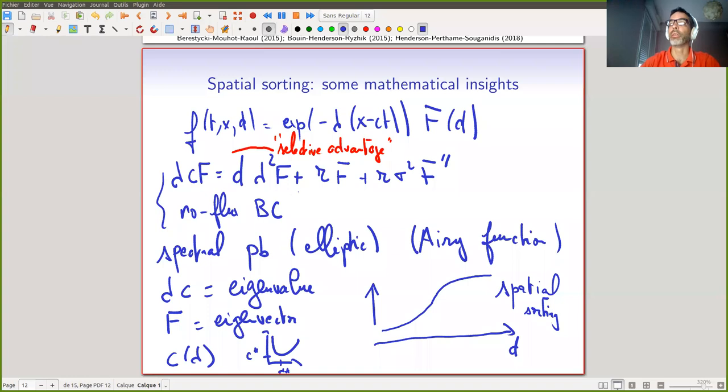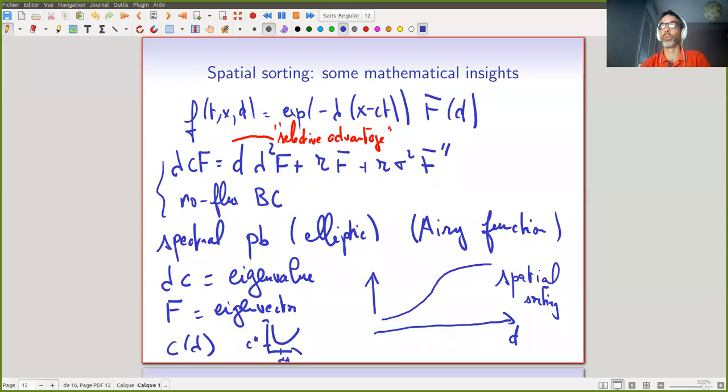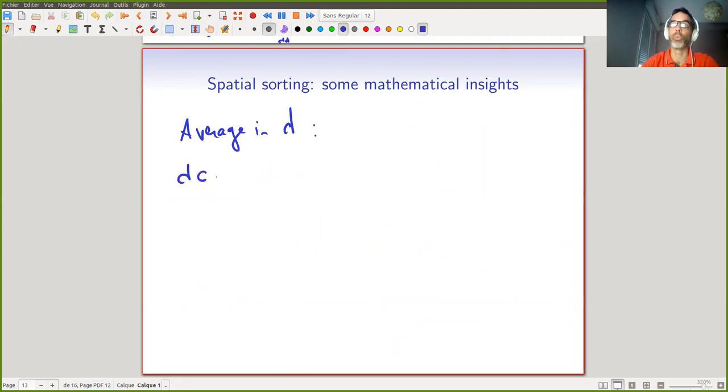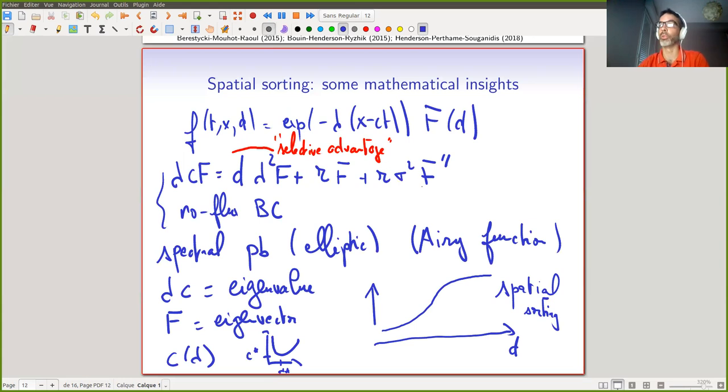So it's not completely clear yet how to deal with this. There is a simple thing to do, which is to average. If you average this equation in d, what you get is lambda c times one, because F is a probability density, equals lambda squared times the mean value of d, plus r. And the last one is zero, because it's a derivative and there is a no flux boundary condition. So the last one integrates to zero.